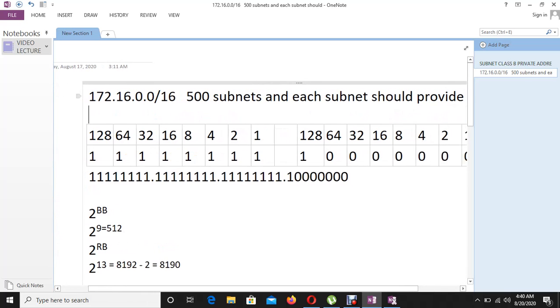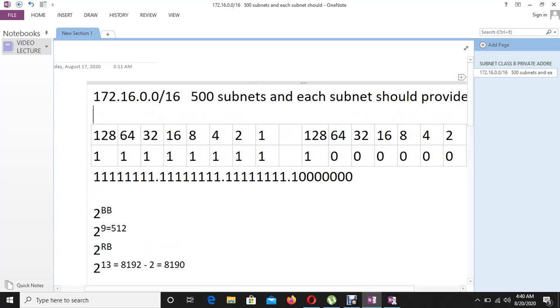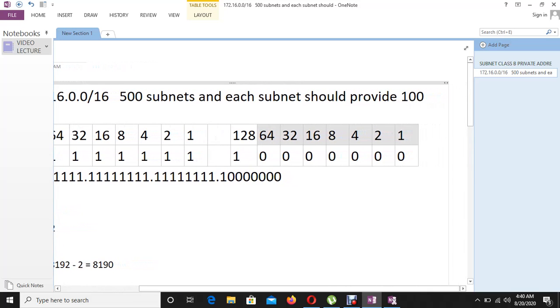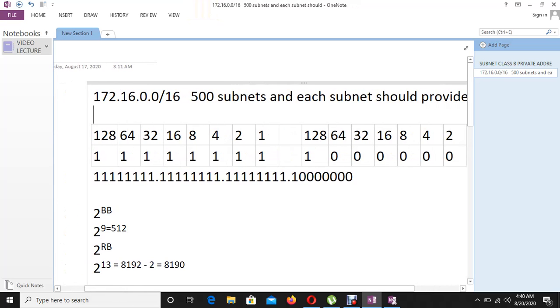100 host. Now the sum of the bits remaining. Do we have any bits remaining here? No, no bits remaining. Do we have bits remaining in this fourth octet? Yes. How many bits remaining in this fourth octet? It is 7 bits remaining in this fourth octet. What is the sum of those bits? The sum of the bits remaining here is 127. It is 64, 32, 16, 8, 4, 2, and 1.